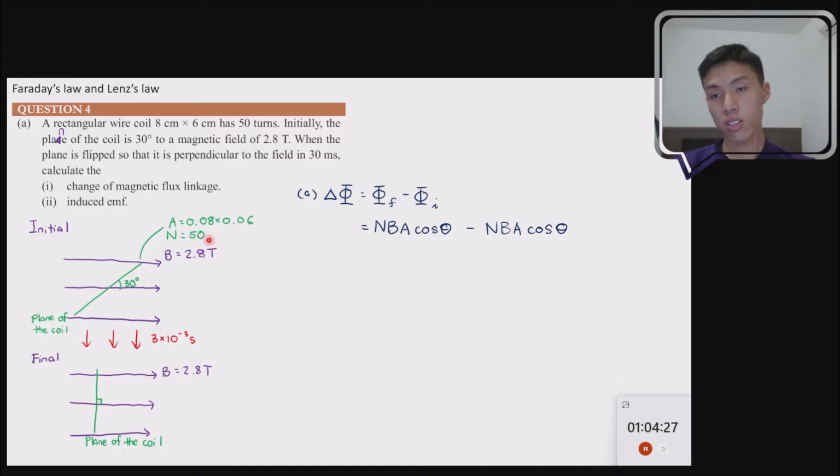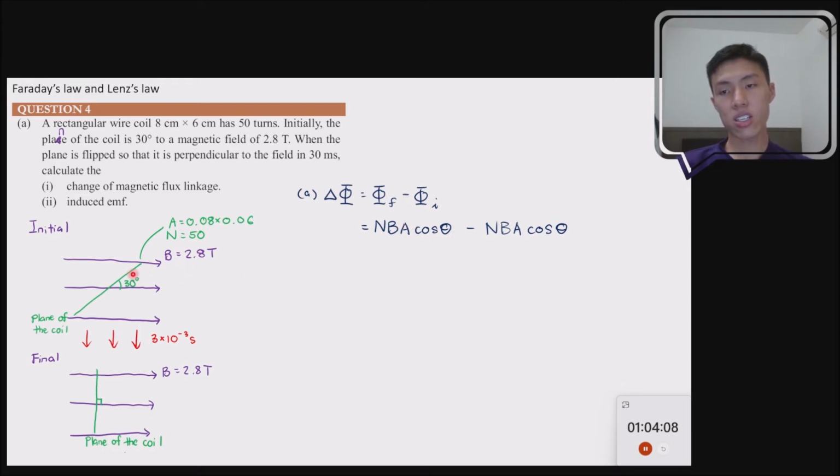The number of turns is still 50 turns even though you rotate the coil. The magnetic field is left untouched, initial and final is still 2.8. The area is still the same coil, so the area doesn't change. So the NBA here are the same for the initial and final, so we don't need to differentiate as initial and final.